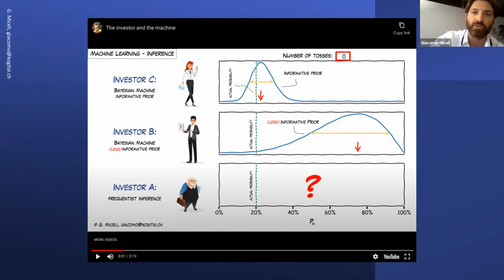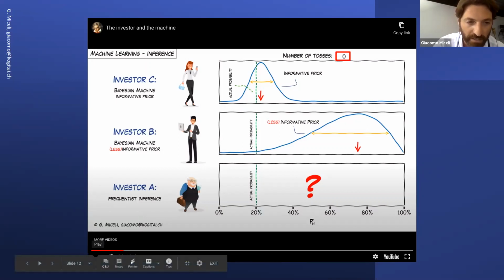So in this case, you have 2 different priors. I show you how it behaves. This is a simulation.